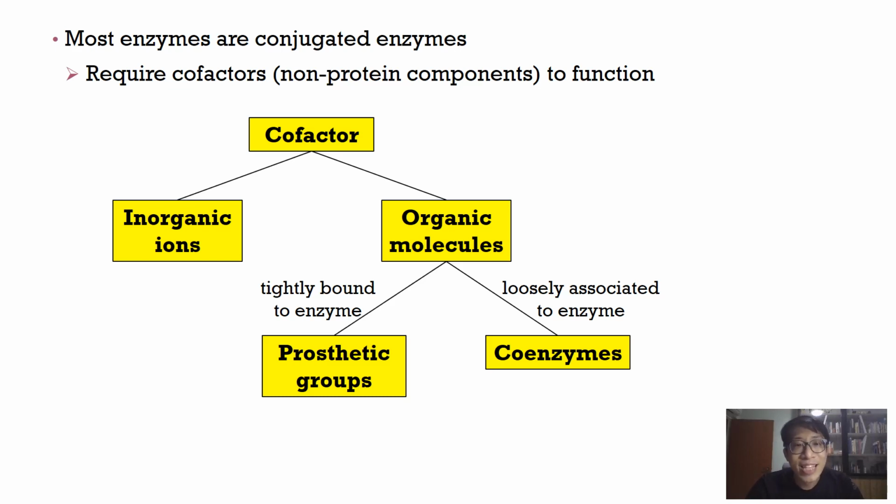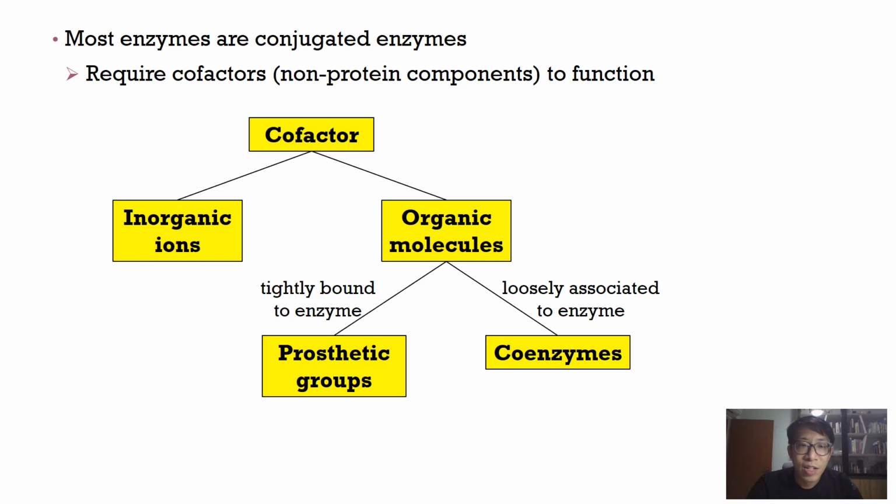Many of these enzymes that require cofactors are known as conjugated enzymes. Enzymes that do not require cofactors are simply known as simple enzymes. So for the conjugated enzymes, they have a need for the cofactor.